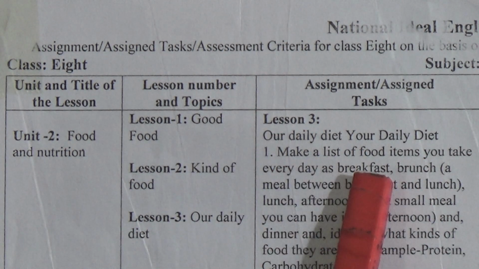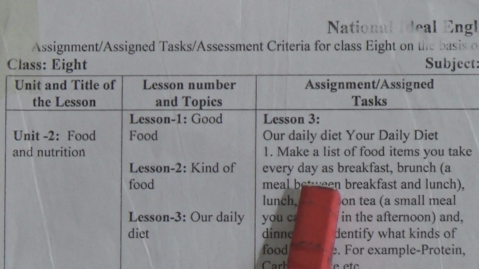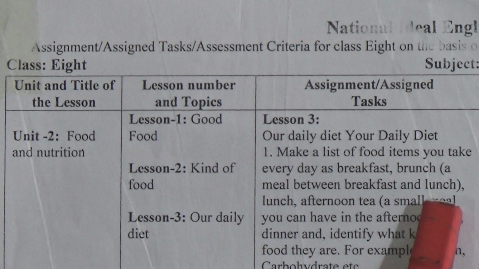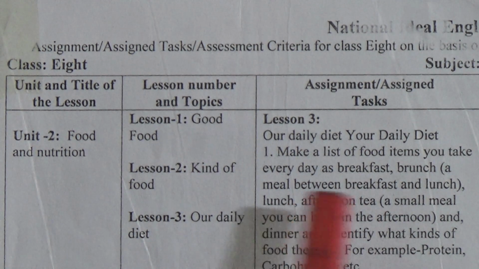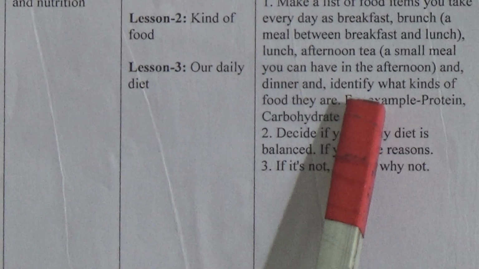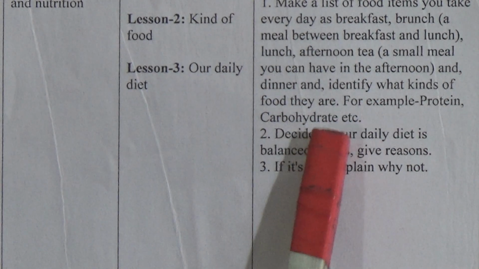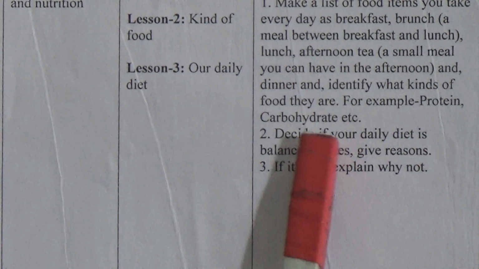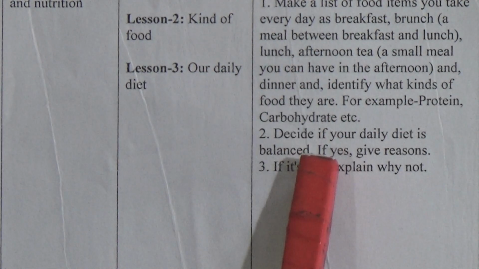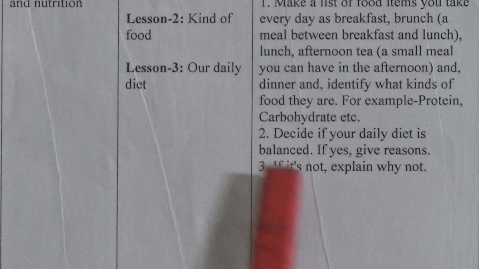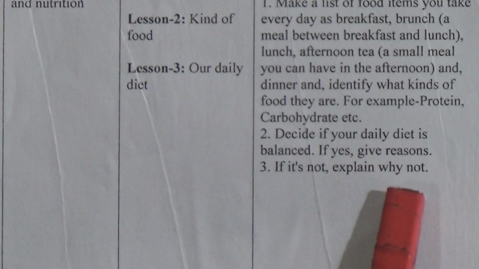Number 1, make a list of food items you take every day as breakfast, brunch, a meal between breakfast and lunch, afternoon tea, a small meal you can have in the afternoon, and dinner, and identify what kinds of food they are, for example, protein, carbohydrate, etc. Number 2, decide if your daily diet is balanced. If yes, give reasons. Number 3, if it's not, explain why not.